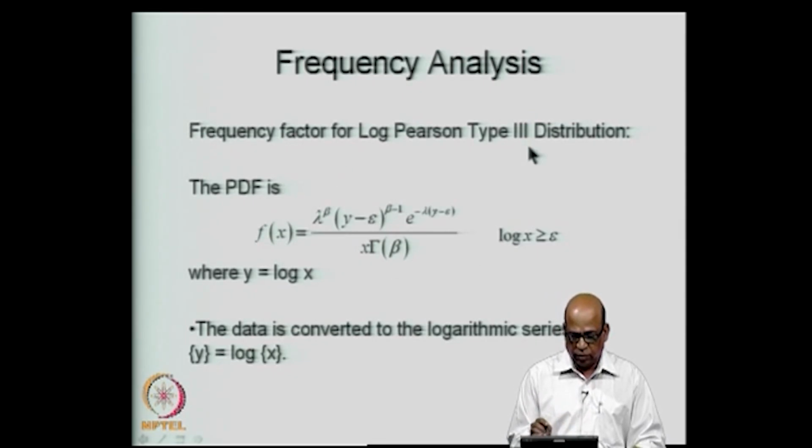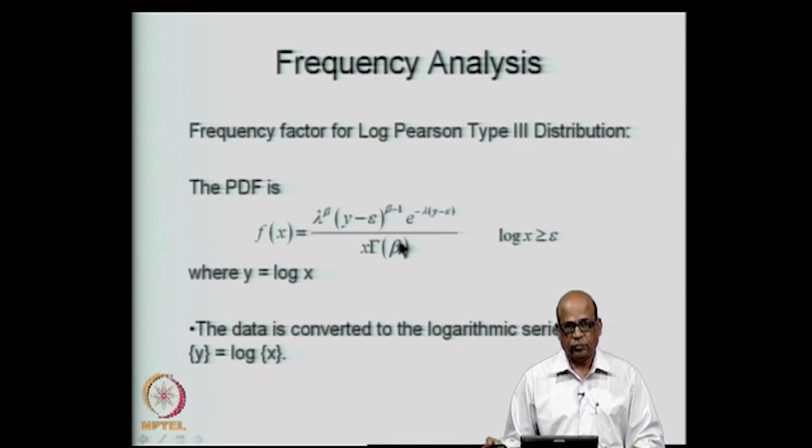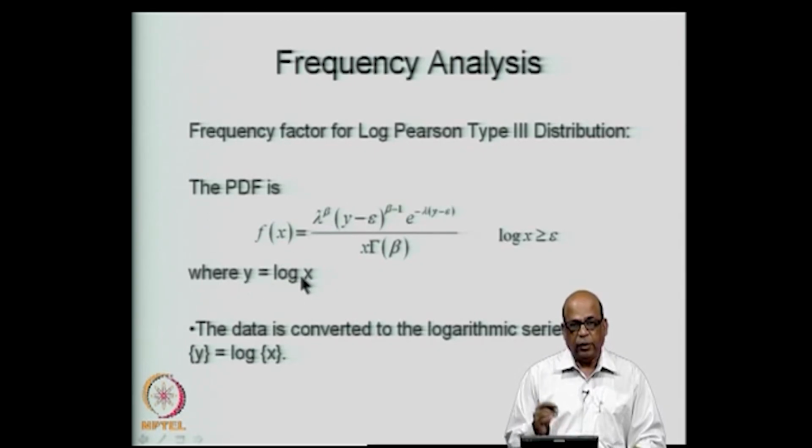The PDF of the log Pearson type 3 distribution is given by lambda to the power beta, (y minus epsilon) to the power beta minus 1, e to the power minus lambda (y minus epsilon), divided by x times the gamma function of beta. And the condition for this to be a valid PDF is that log of x must be greater than or equal to epsilon. So, it has 3 parameters, epsilon, beta and lambda, where y is equal to log x. X is your original data.